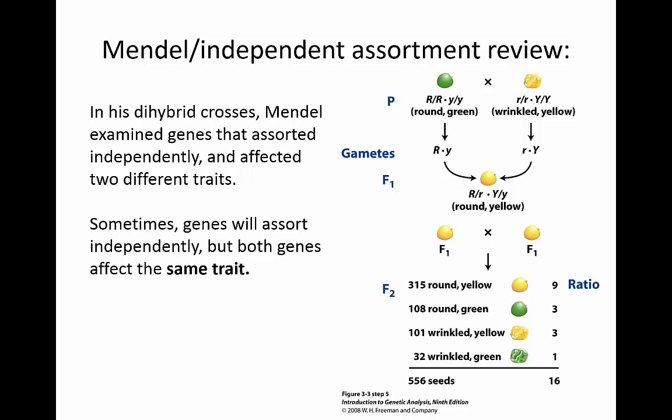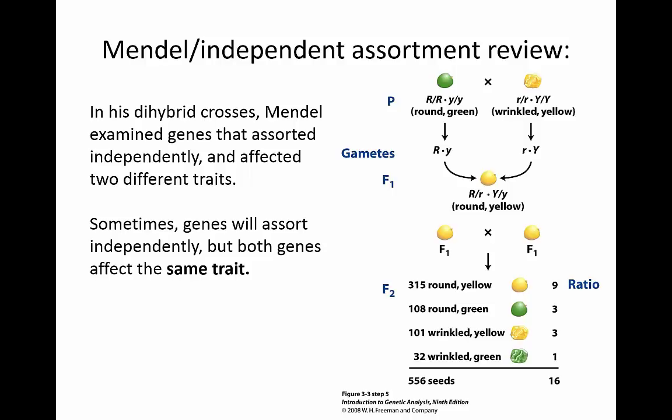We started out by looking at Mendel's work with dihybrid crosses. These would be unlinked genes. And then we moved to looking at genes that are linked. We're going to go back to looking at two different genes that are unlinked, so similar to what Mendel did, but it's going to be slightly different in that those two genes affect the very same trait.